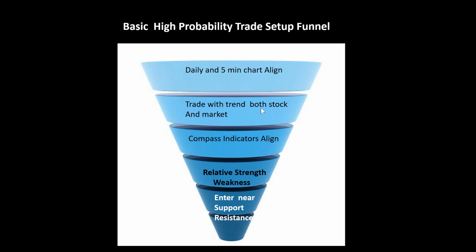Okay, so we trade with the trend, both the stock and the market. Then we look at the compass indicators. These compass indicators need to tell us that the institutions are buying for a long and selling for a short. If we can't identify that they're in the trade, we don't want to trade it. Simple as that. This needs to be true for longer term intraday trades and swing trades. And then we trade relative strength and relative weakness.